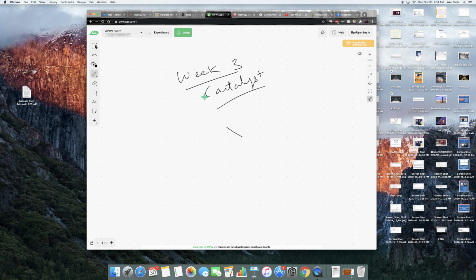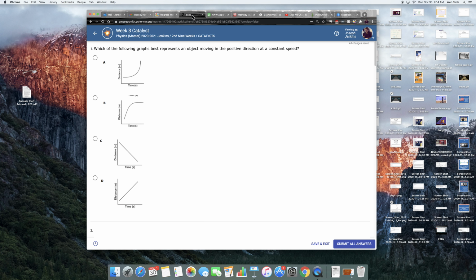Let's go. So on that week 3 catalyst, number 1 says, which of the following graphs best represents an object moving in the positive direction at a constant speed? Okay, so I've got a series of graphs, and I've got to pick the one that shows it going in a positive direction at a constant speed.